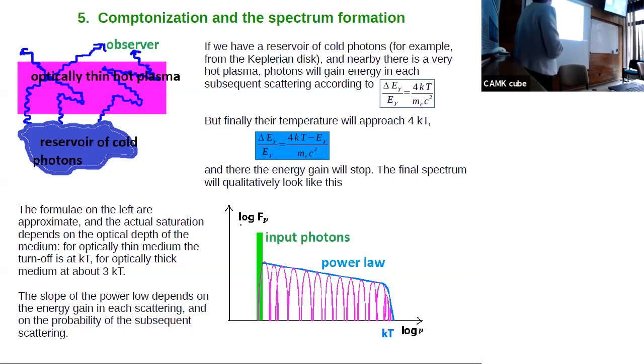So now, how does this Comptonization work? Is it now promising to explain the shape of the spectrum? So the setup we imagine is that here an observer waits for photons. We have a layer of optically thin hot plasma, let's say like a corona, whatever, and then we have a reservoir of cold photons. And those cold photons scatter a number of times. So at the beginning, photons will gain energy in each scattering, the same amount of energy, more or less.